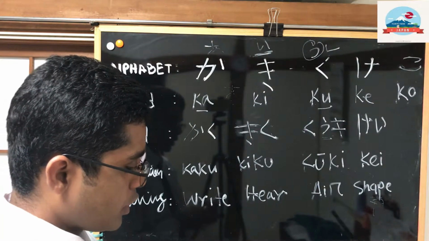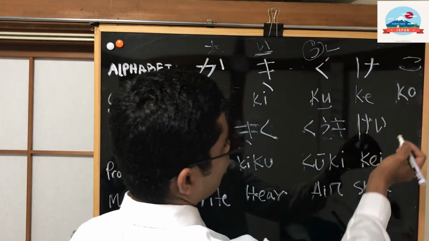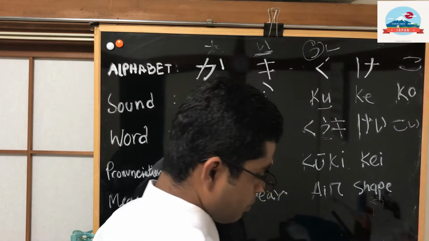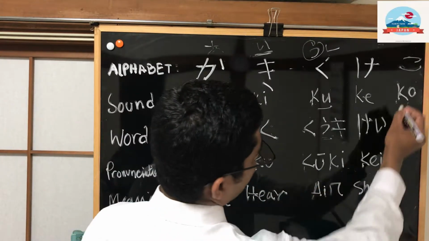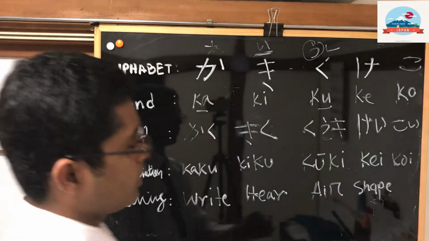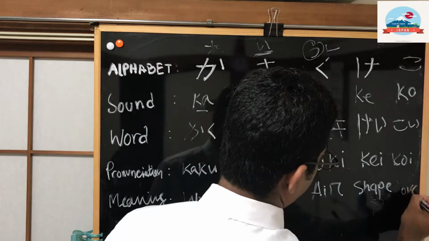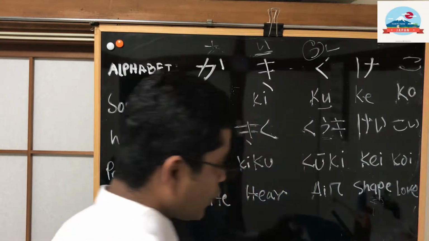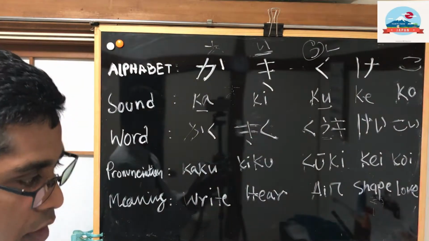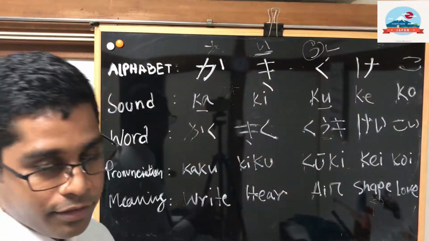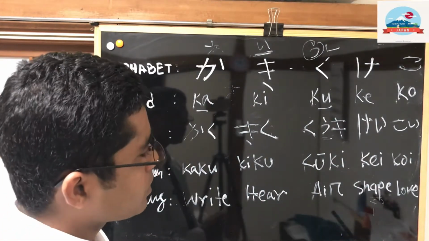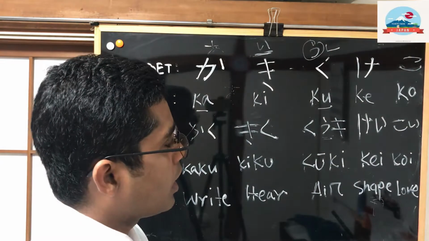Okay, then we can go to koi. Koi. Koi pronunciation. Koi. Koi means love. L-O-V-E. Love. Koi means love. Futari wa koi. This means the two persons are in love. They love each other. Koi. Okay? This means koi.